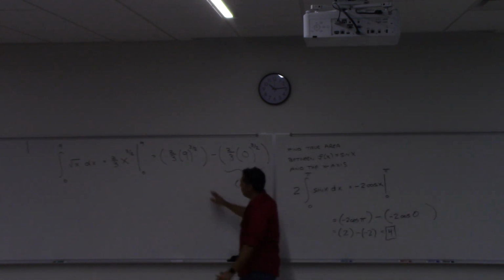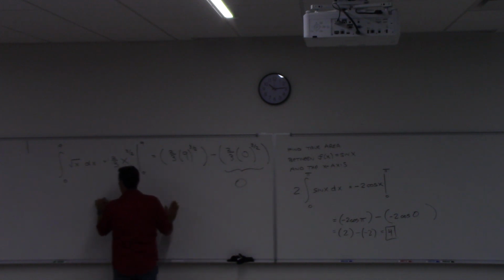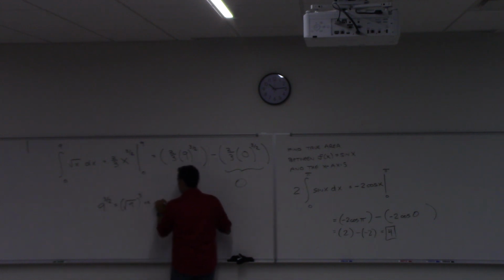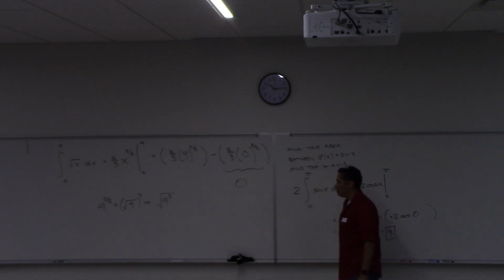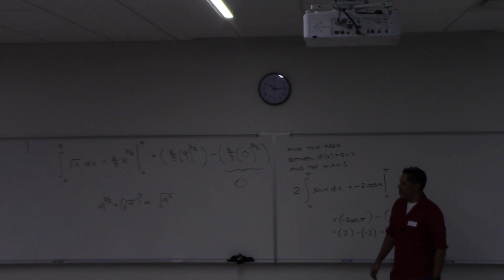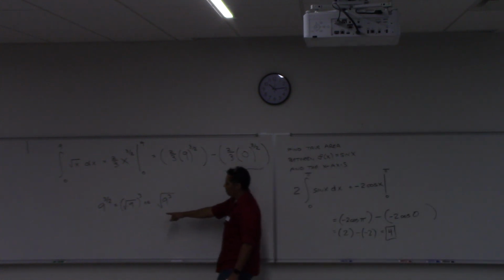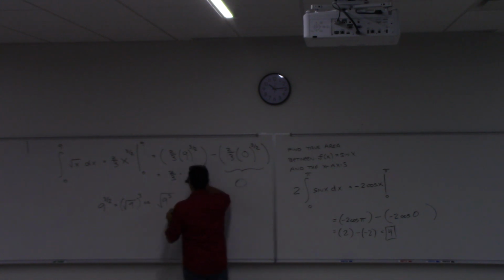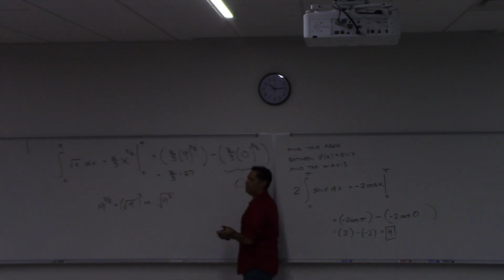What does 9 to the 3 halves really mean? You can look at it two ways. It's either the square root of 9 cubed, or 9 cubed square root. Doesn't matter what order you do those in. Which one's easier? Square root of 9 cubed, right? Square root of 9 is 3. 3 cubed is 27. So this becomes 2/3 times 27, right? 2/3 times 27.